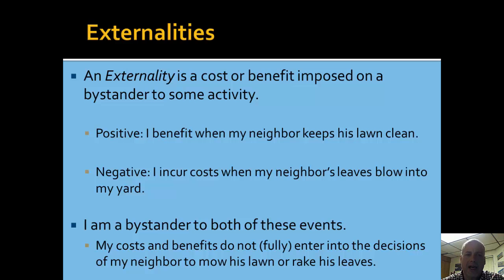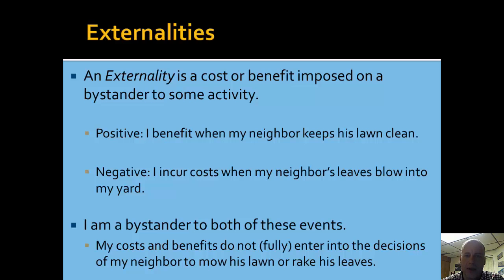A negative externality is one that I incur due to the actions of my neighbor. When my neighbor's leaves blow into my yard, I suffer a negative externality when he doesn't rake. I'm a bystander to both of these events. My neighbor's lawn and my neighbor's trees are in his yard, and his decision on how to take care of his yard is borne by him. I'm a bystander. My costs and benefits do not enter into his decisions.